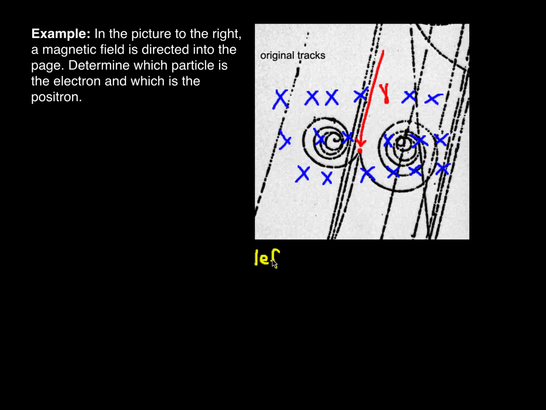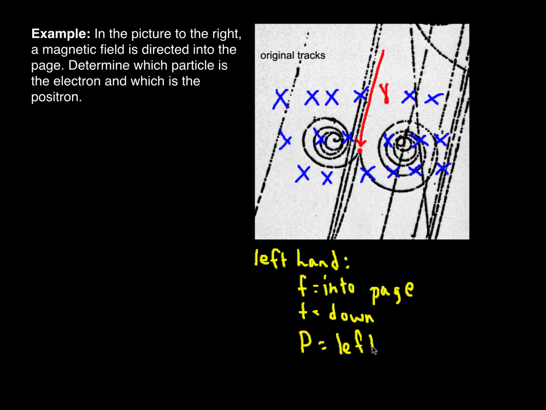If we take our left hand and point our fingers into the page and our thumb down in the direction of the particle's velocity, our palm has to point to the left. This tells us the particle on the left, this one, must be negatively charged, which means it's the electron.